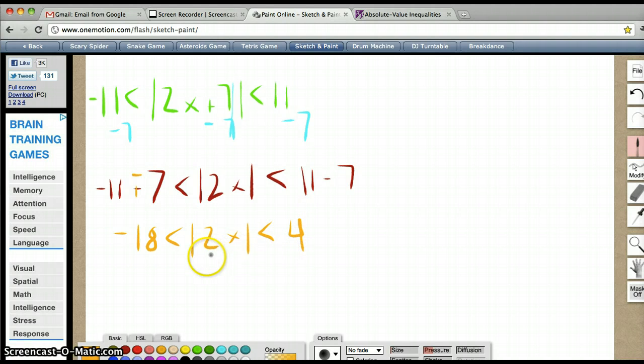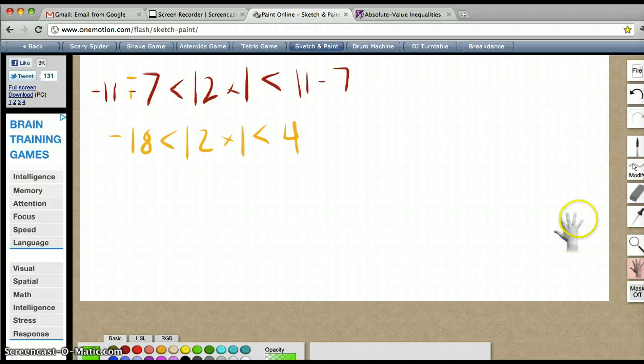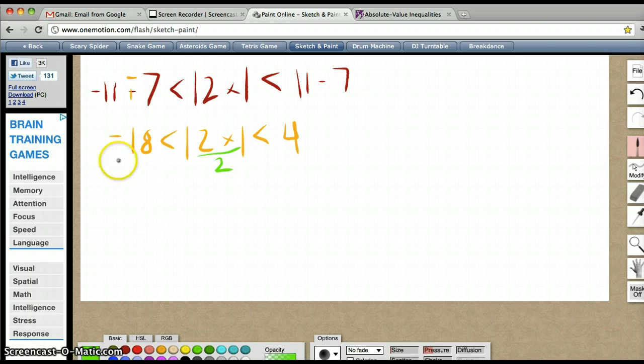Okay, so now we're trying to get x by itself. So let's go ahead and divide by 2, and divide by 2. So now here we've got a negative 9 is less than x, and x is less than 2. So what this technically tells us is that x is any number between a negative 9 and a positive 2.